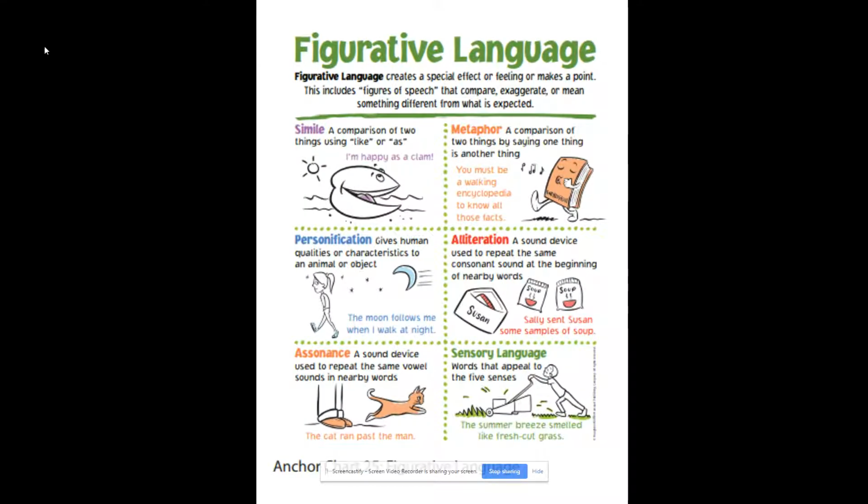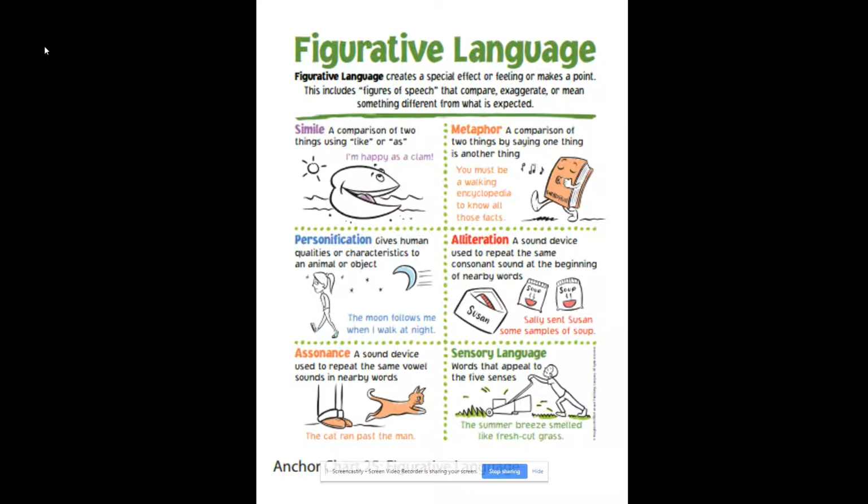Hello, readers. Today, we're going to learn about figurative language. Figurative language is the words that an author uses to create a special effect or feeling or to make a certain point. Figurative language includes figures of speech that compare, exaggerate, or mean something different from what's expected. Authors use figurative language to make their writing more engaging for readers.